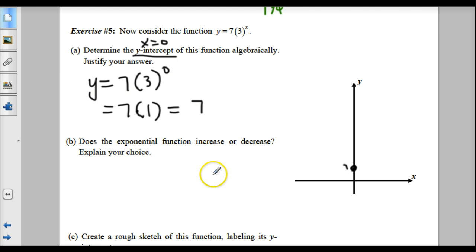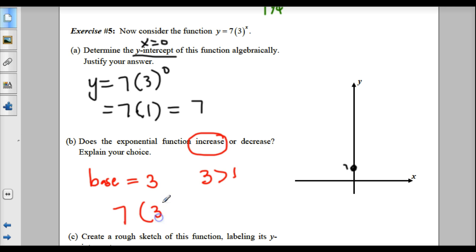Does this exponential function increase or decrease? This one is actually what? It's increasing. Why? Because the base in this case is equal to 3, and 3 is greater than 1. Remember my base. So this is the function 7, 3 to the x. This is my base. What about the 7? We don't care about that 7. It's 3 to the x power. This is my base. Once that is greater than 1, it means it will automatically increase.